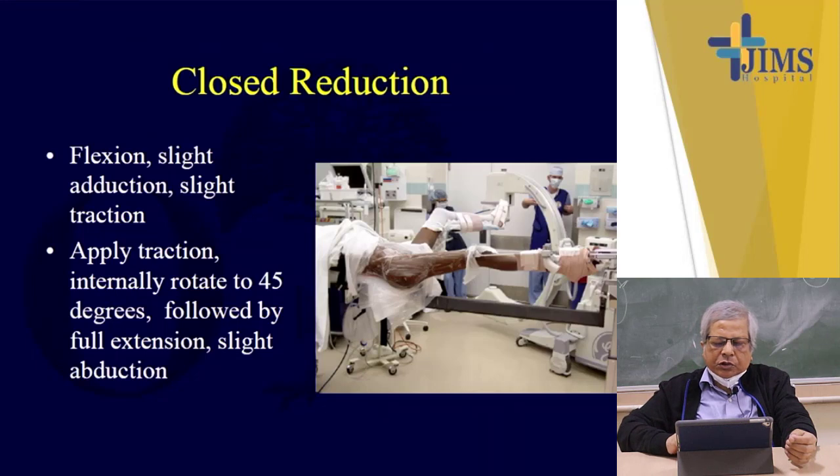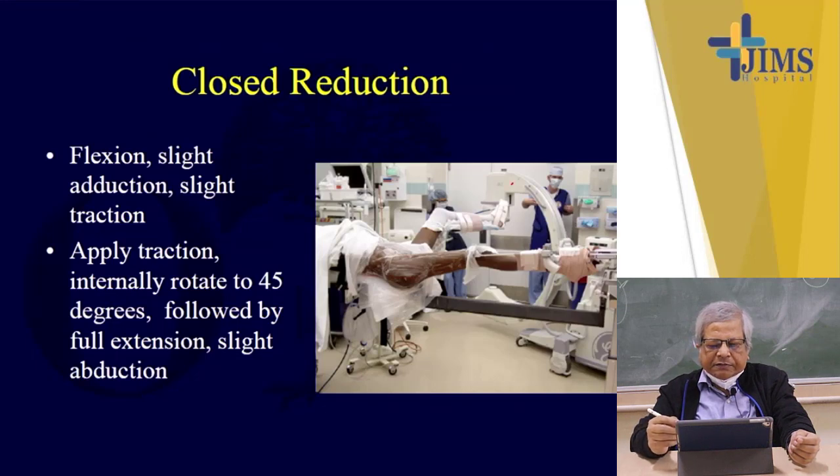This is how closed reduction is done. This is an orthopedic table, a special table. The patient is placed like this, the lower limb has some amount of traction, and it can be abducted, adducted, or rotated, internally rotated, externally rotated, and accordingly checked by image intensifier.